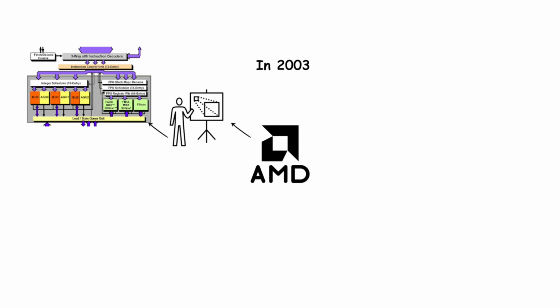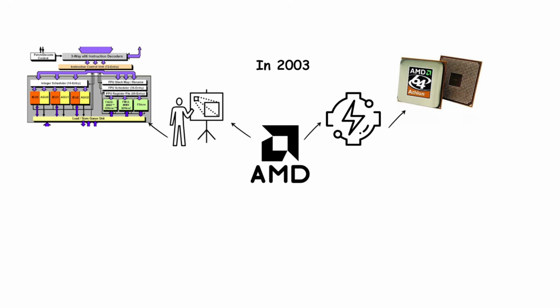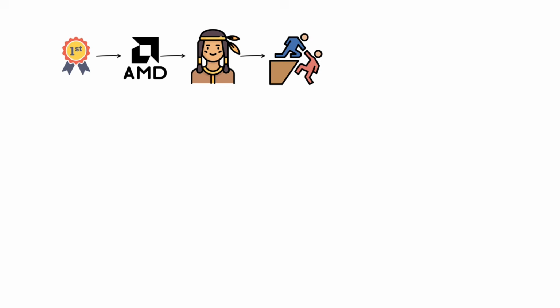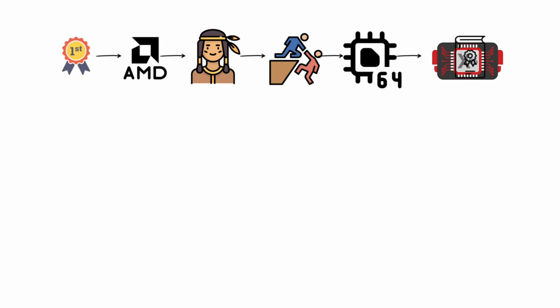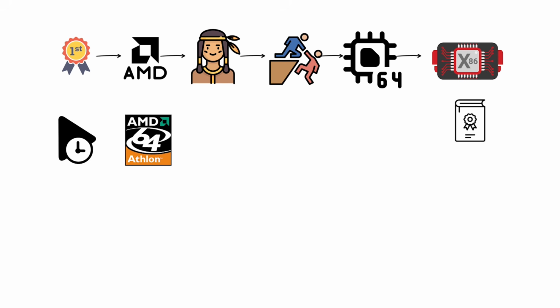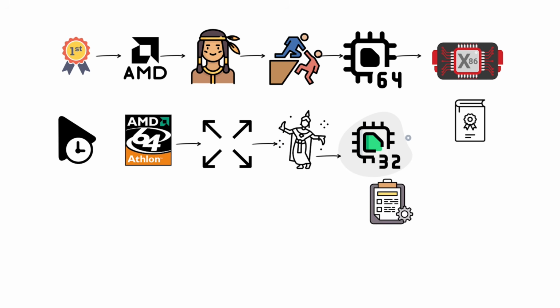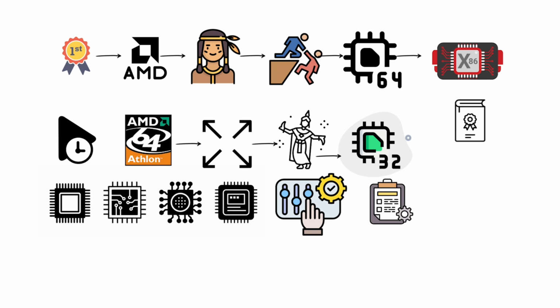K8. In 2003, AMD introduced the K8 architecture, which powered the Athlon 64 for consumers and the Opteron for servers. This generation was revolutionary for several reasons. First, AMD added native support for 64-bit x86 instructions, later called x86-64 or AMD64, extending the traditional 32-bit instruction set to handle vastly larger memory spaces.